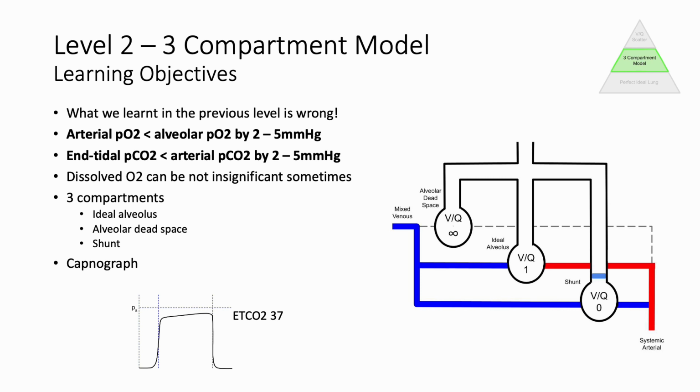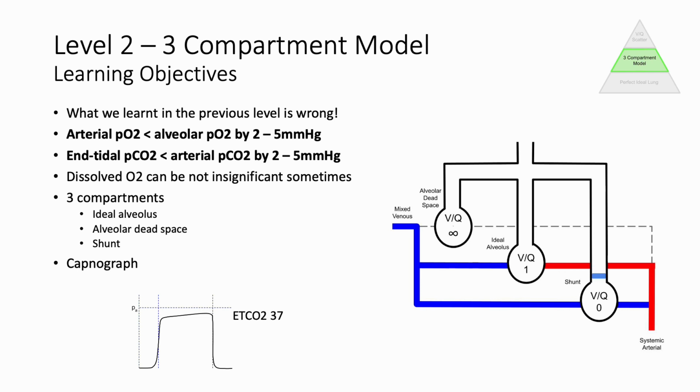So does that mean that everything that we learned in the previous video is invalid? Fortunately not. It just means that we've reached the limitations of what that model can explain, and we now need to use a more sophisticated, robust model to explain these new observations. And so this more sophisticated model is the three-compartment model of the lungs.